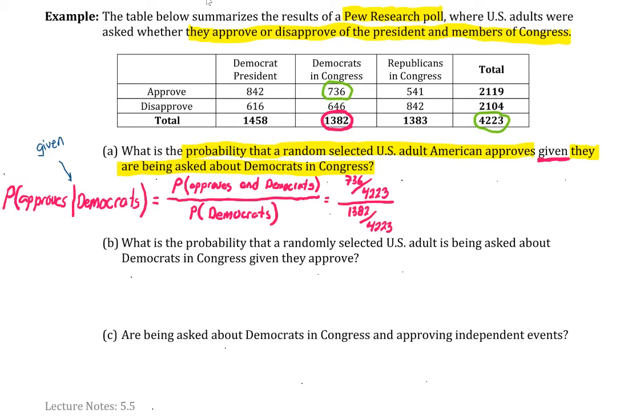Recall, when we're looking at a complex fraction, a fraction divided by another fraction, we can rewrite this as a multiplication by the reciprocal of our denominator. Notice in doing so that the 4,223 will cancel. And so this is equivalent to just 736 divided by 1382, which is approximately 0.533.